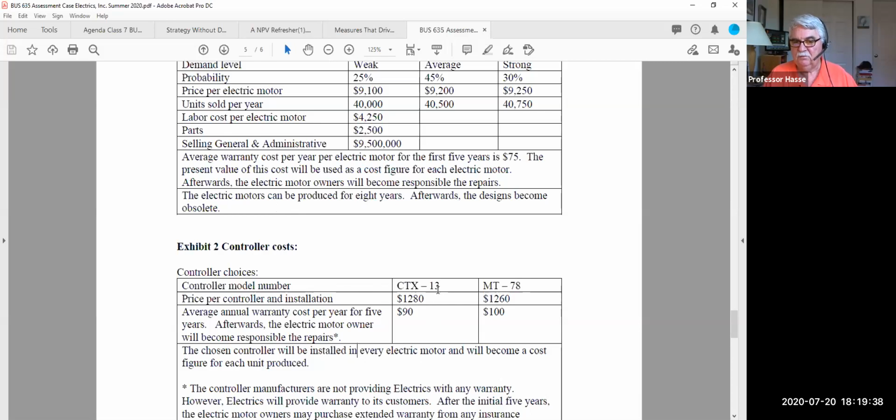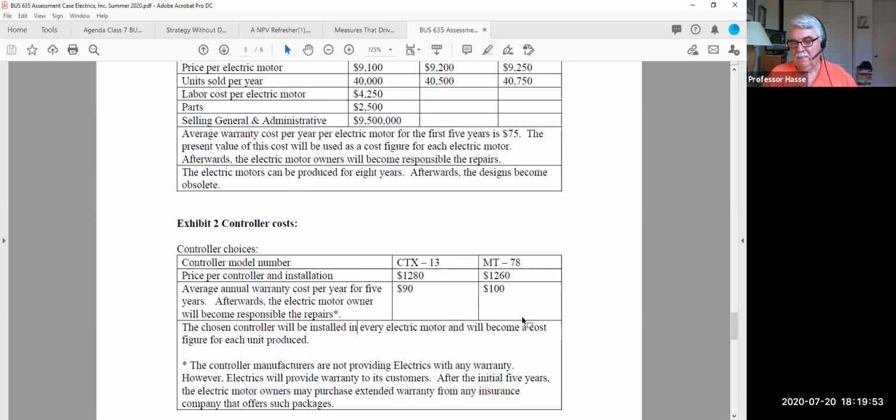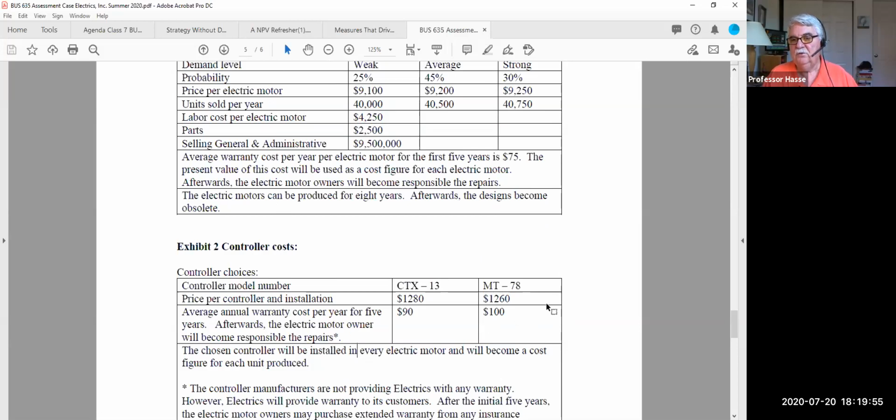One has this controller at $1,280 per unit and $90 warranty cost. And the other product has this controller at $1,260 a unit and $100 warranty. Your job is to do the analysis for these two products.